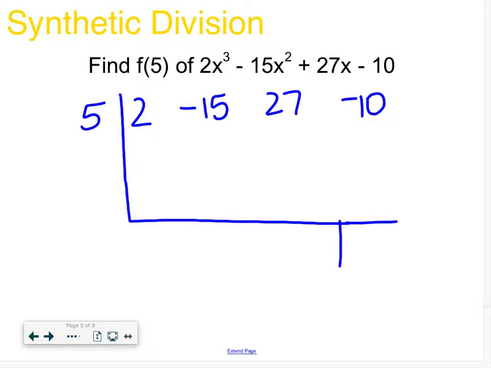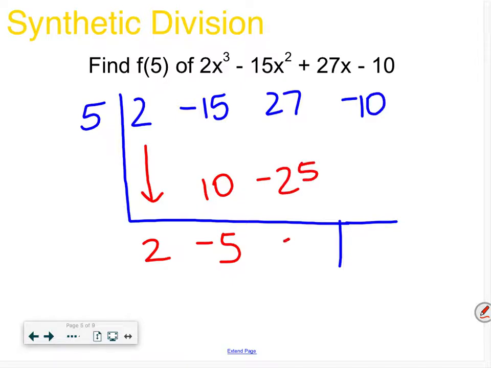All right, what happens, guys? There's no remainder. What does that mean? We're done. Okay, so it means f of 5 is 0. What else does it mean? Do you think it's special because we don't have a remainder?